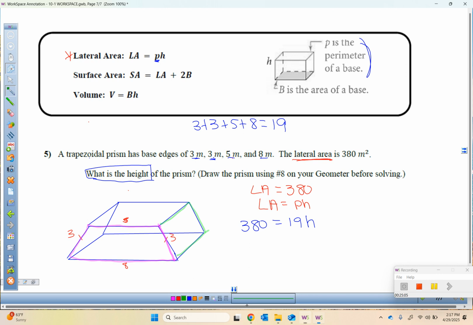So now simply, how do we get h by itself? Right here. Divide by 19, very good, on both sides, so h equals 20 meters. And this isn't squared or cubed because it's just the side. It's just the height. It's a one-dimensional thing. So that is our answer.